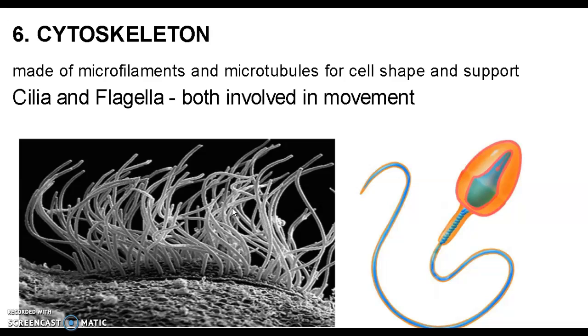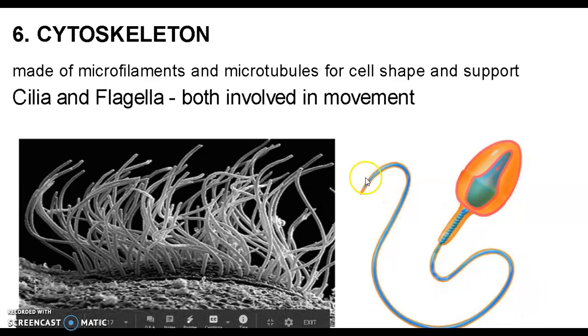Flagella are long tails. So, one of the most iconic flagellated cells in the human body is a sperm cell. It's got this long whip-like tail that allows it to swim.